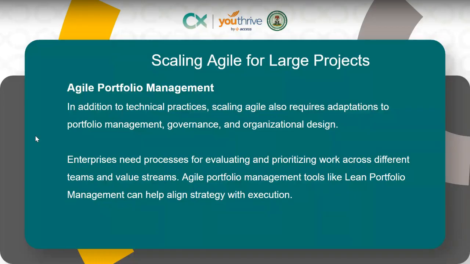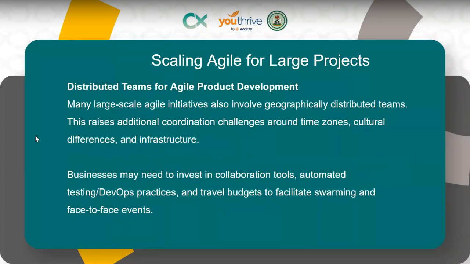Enterprises need processes for evaluating and prioritizing work across different teams and value streams. So agile product portfolio management tools like lean portfolio management can help align strategy with execution. So there's agile portfolio management, and there's also what we call distributed teams for agile product development.